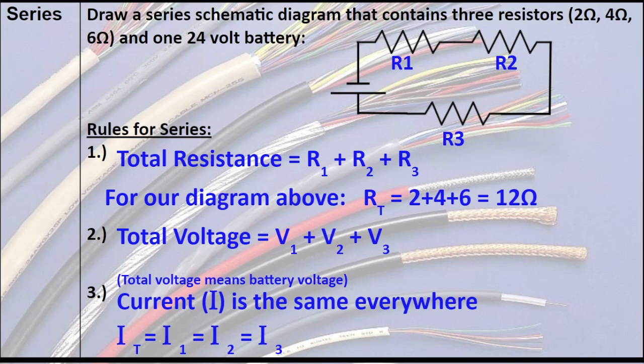Lastly, we have current, and a nice property about series circuits is that the current is going to be the same everywhere in the circuit. So the total current is the same as the current flowing through resistor 1, which is the same as the current that flows through resistor 2, which is the same as the current that flows through resistor 3. Current is the same everywhere in series. Voltage is going to be different for each resistor.